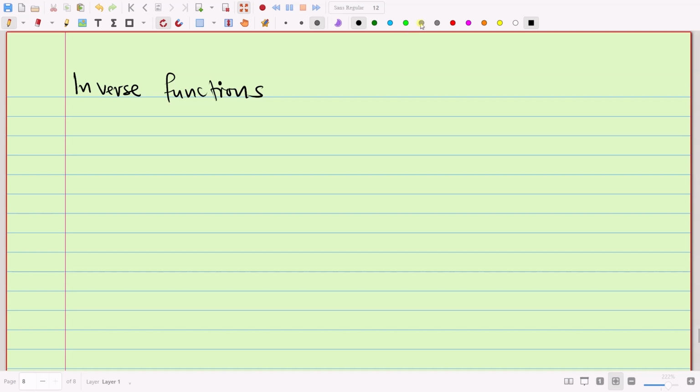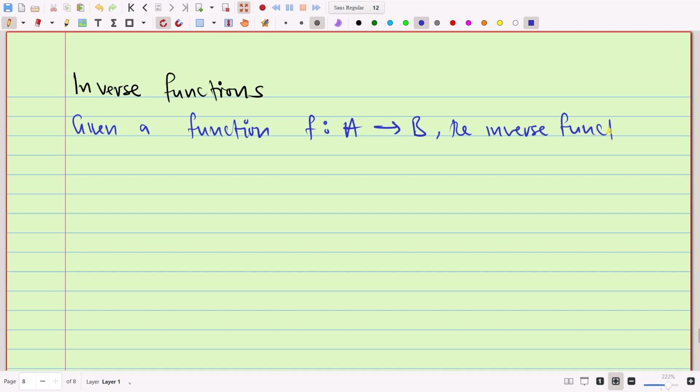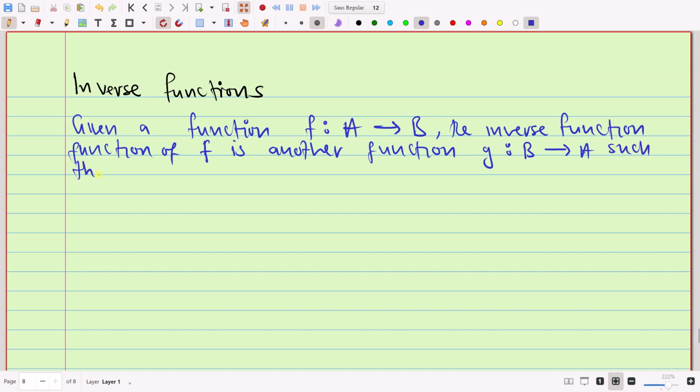So what is an inverse function? Given a function f that maps some set A to some set B, the inverse function of f is another function g which maps B to A such that the following is true. That is, if you take f of g, it's the same thing as saying g of f, and this gives us the identity.